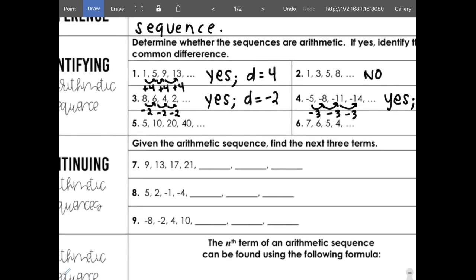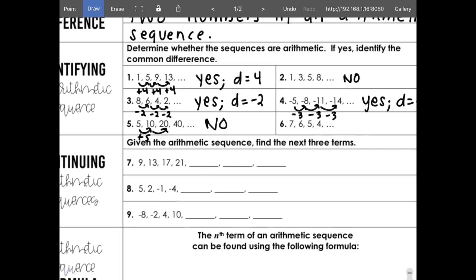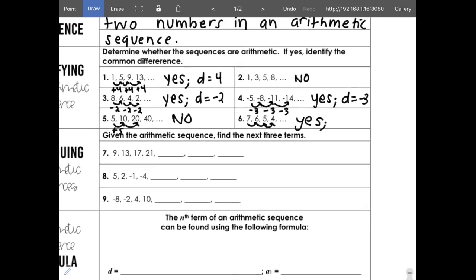Okay, next one. 5 to 10, adding 5. Are we adding 5 from 10 to 20? Nope. So that's not an arithmetic sequence. And then here, we're subtracting 1, subtracting 1, subtracting 1. So yes, D equals negative 1. We're subtracting 1 each time.